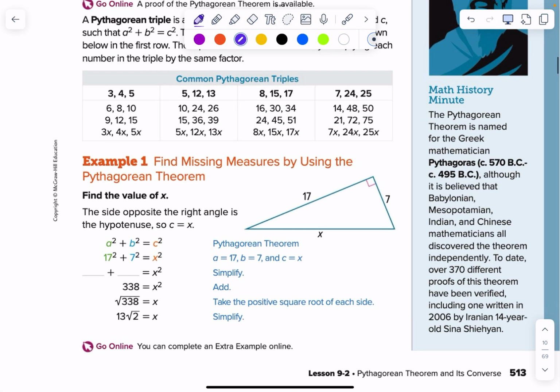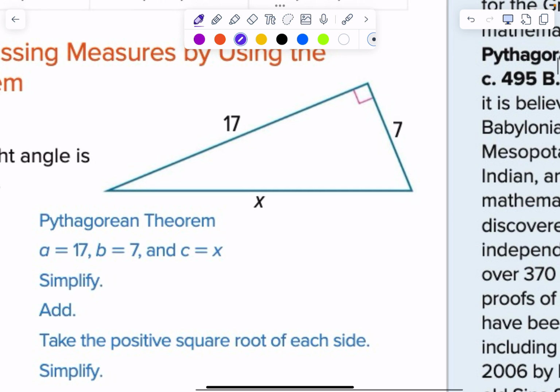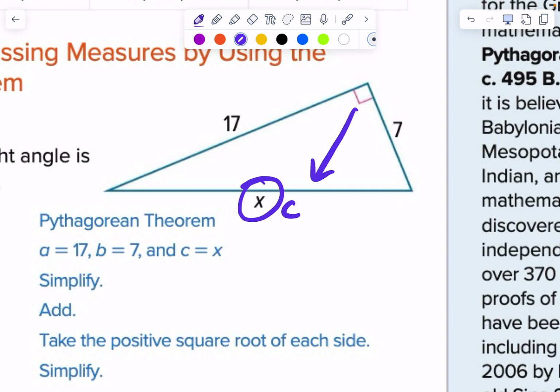But first and foremost, let's go through example 1 and let's solve, okay? A squared, B squared, C squared, we're solving for X. Which side is X, A, B, or C? C. It's the opposite of the right angle, so we're solving for C.